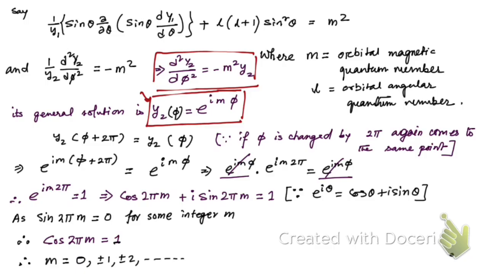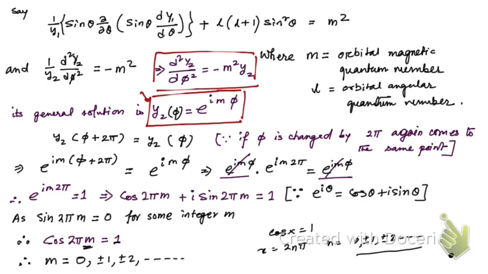Because we know the general solution of cos x equal to 1 is x equal to 2n pi. We know this relation, n equal to 0, plus minus 1, plus minus 2, and so on. That's why here this m must be equal to 0, plus minus 1, plus minus 2, and so on. So hope you have understood this.